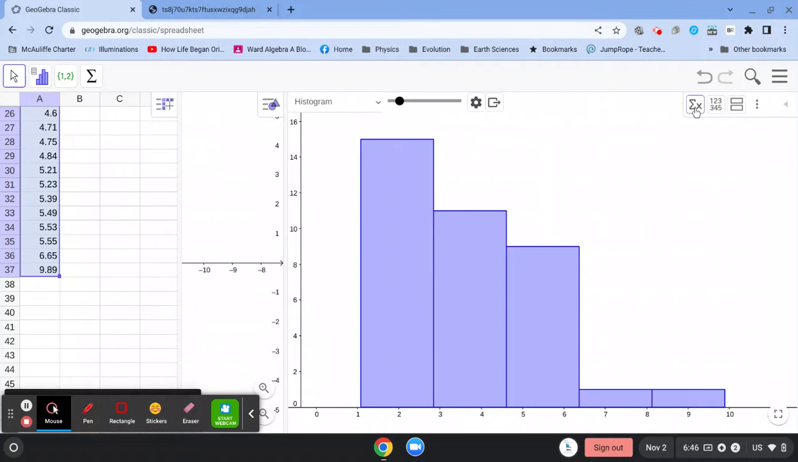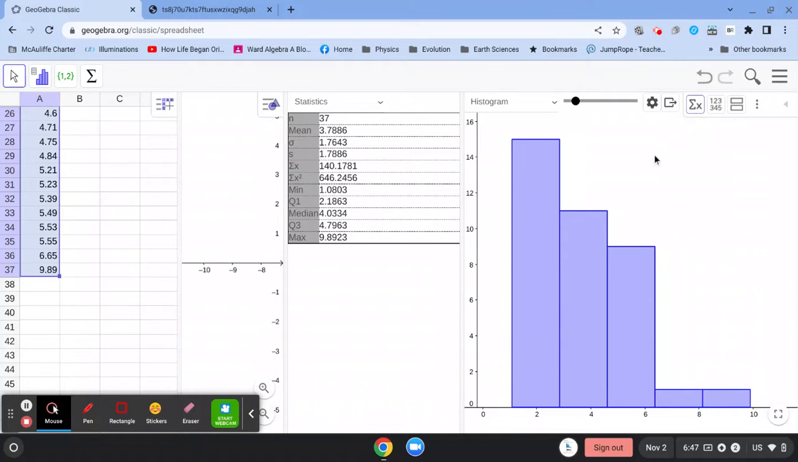And I go over here and I hit what this is, the summation function. Okay. So N is the total number of data, the 37 pieces of data. Here's our mean, which is one of the things we need. This is the standard deviation for a population. This is the standard deviation for a sample, the difference between these two numbers.